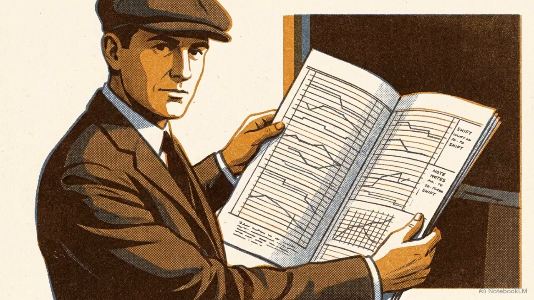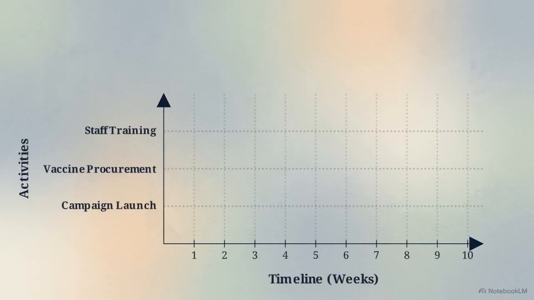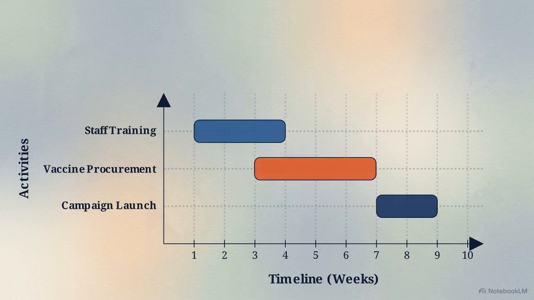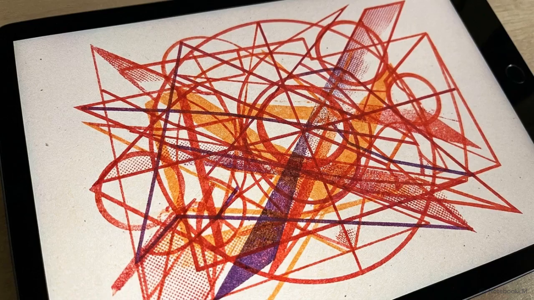Historically, administrators mapped these workflows using Gantt charts. This horizontal bar chart plots independent activities against a rigid timeline. You can visualize staff training overlapping with vaccine procurement. But Gantt charts have a flaw. If a shipment is delayed, the chart cannot calculate how that forces a cascading failure across dependent tasks. Horizontal time tracking is insufficient for the complexities of modern medicine.